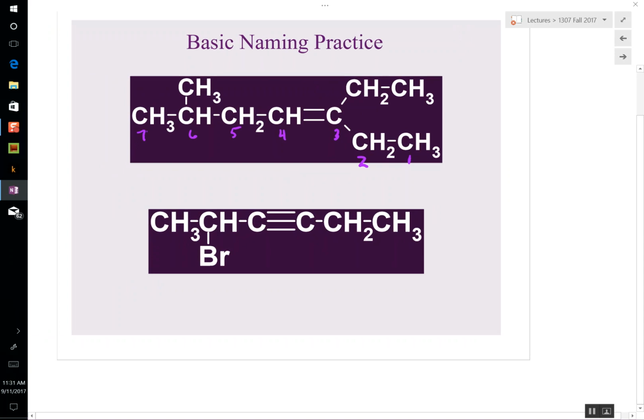Since the longest chain is 7, and there's a double bond in it, what's the parent name? Heptene. And the double bond begins on what carbon? 3. And what we left out of that name is 3 carbons, a methyl group and an ethyl group. And which one goes first in the name? Ethyl.